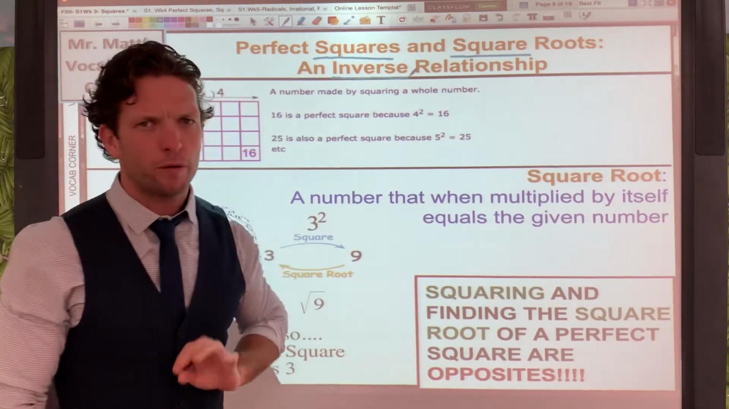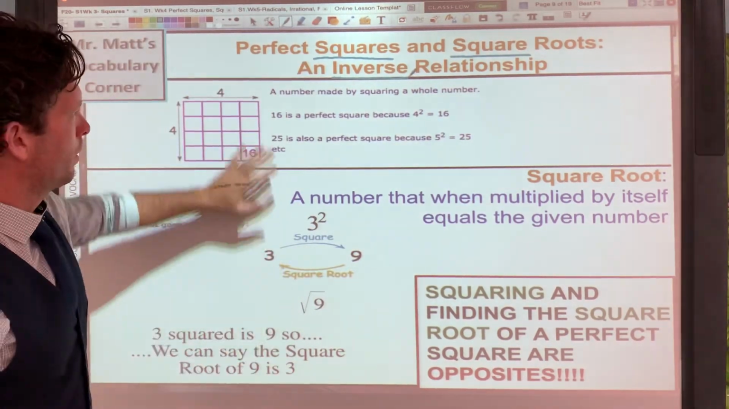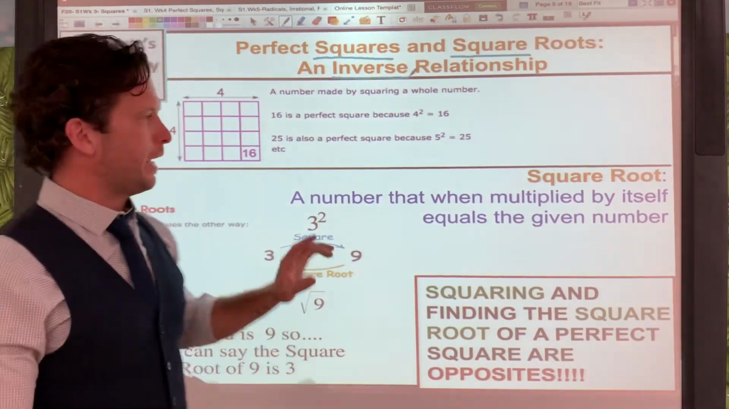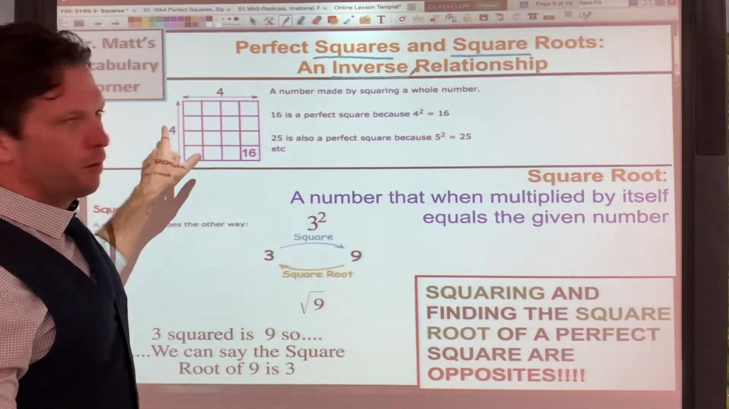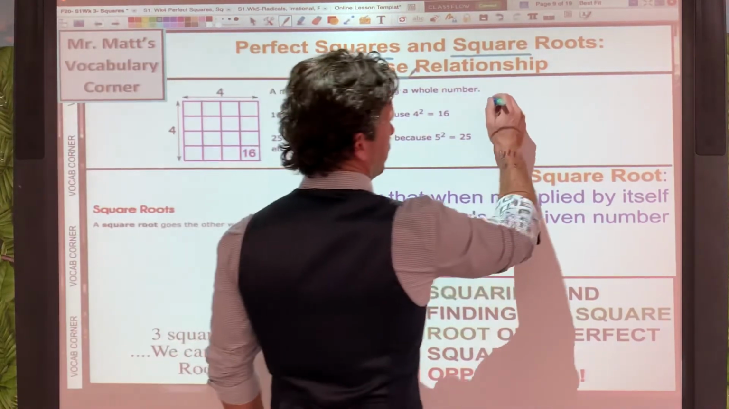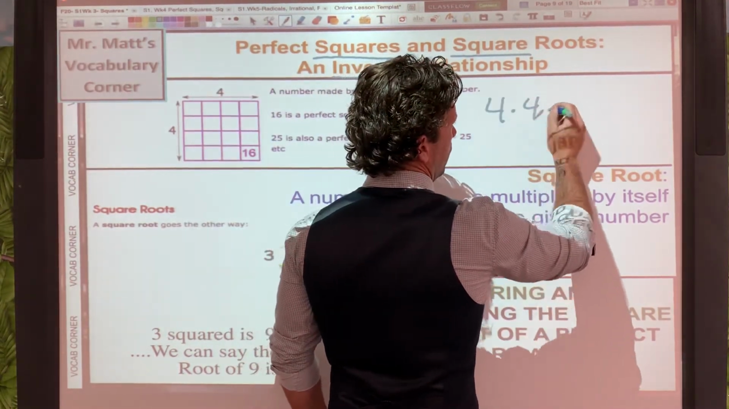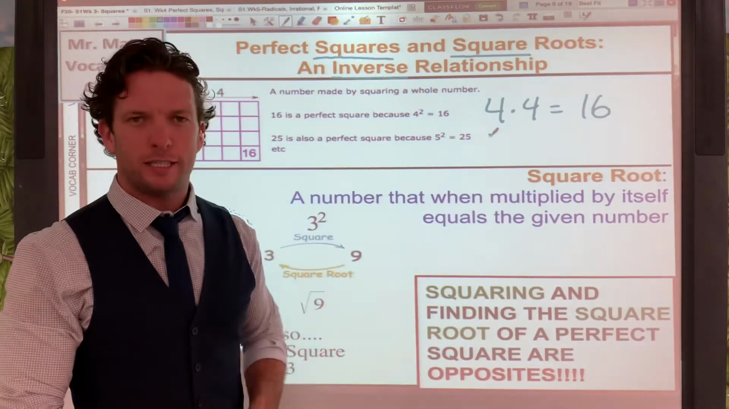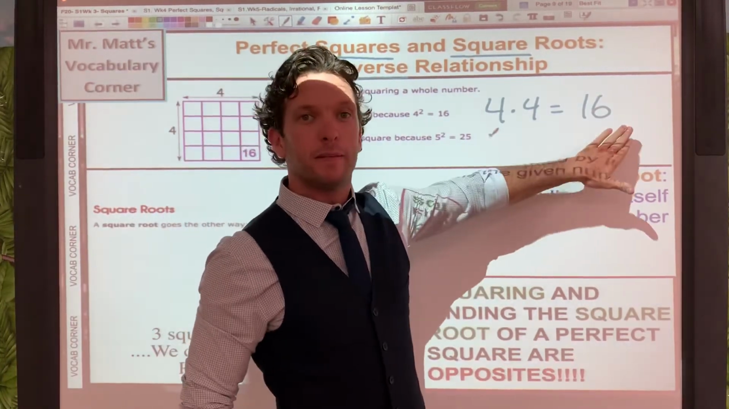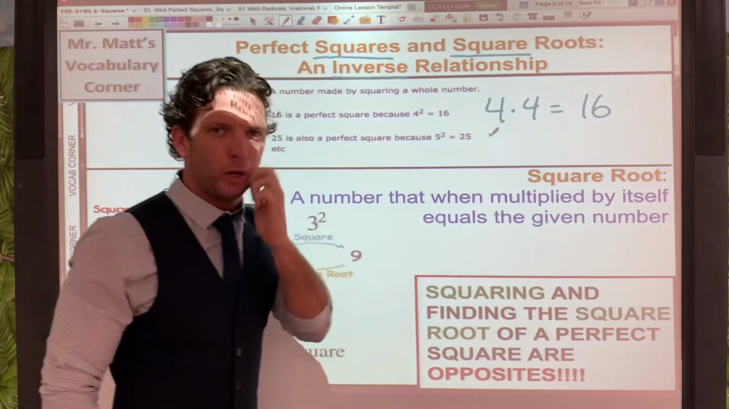So let's take a quick reminder over perfect squares. A perfect square is simply a number made by multiplying a whole number by itself. So in this example, we have 4 times 4 gives us 16. So we can say 16 is a perfect square.